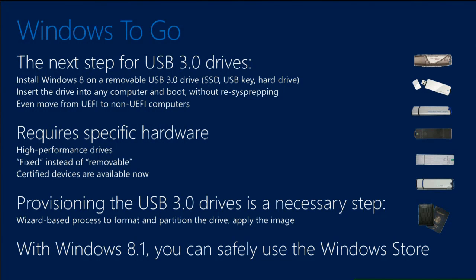With 8.1, we've removed that and turned the Windows Store back on because now we can figure out that, oh, this is a Windows to Go device. We don't need to worry about that consuming the additional licenses as it moves around. So definitely some improvements there with Windows to Go.